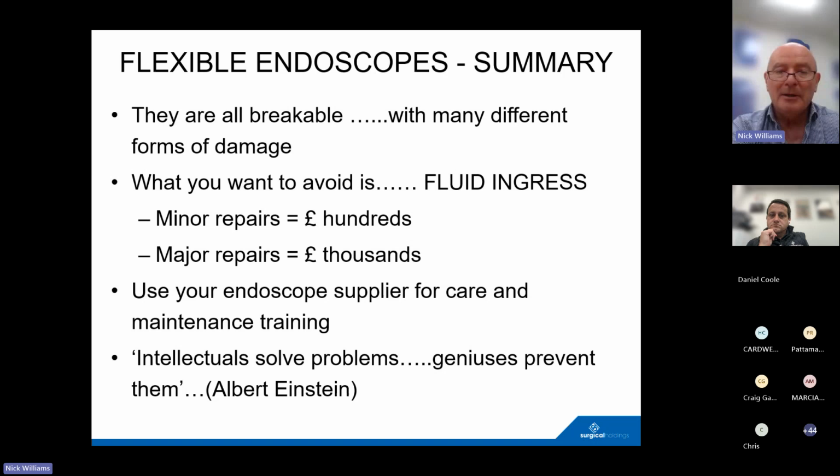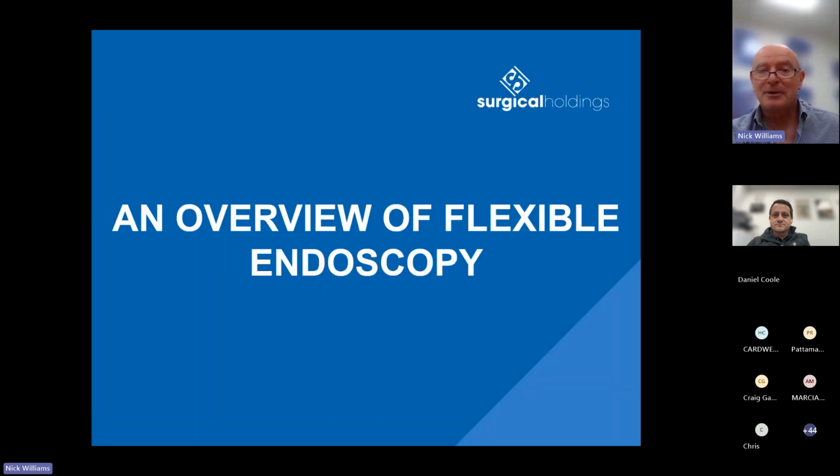And my last point is really: intellectuals solve problems, but geniuses prevent them. You may not get thanked for all the problems that you've prevented, but it will make a big difference to the overall budget for your department. And that's it. Thanks very much.